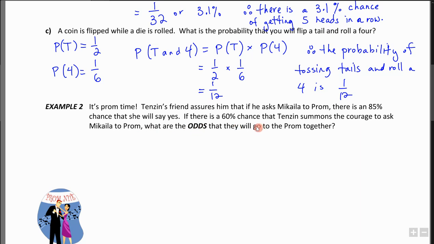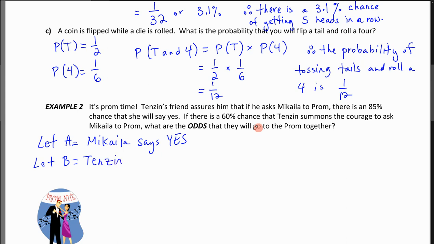So the question has two events here. Let A be that Michaela says yes, and let event B be the event that Tenzin asks the question.